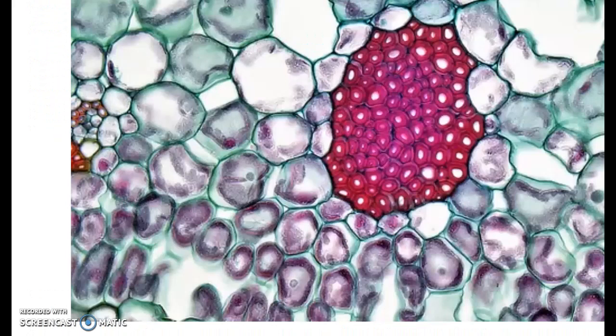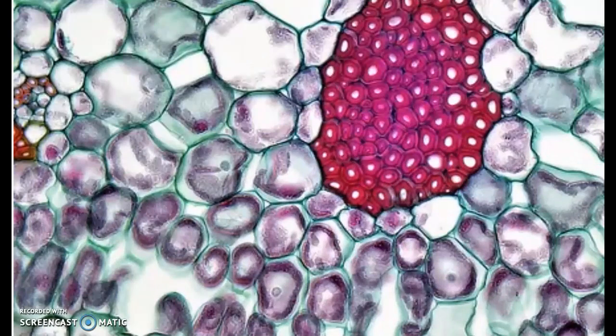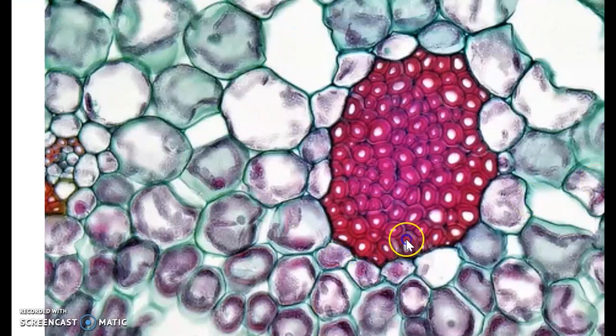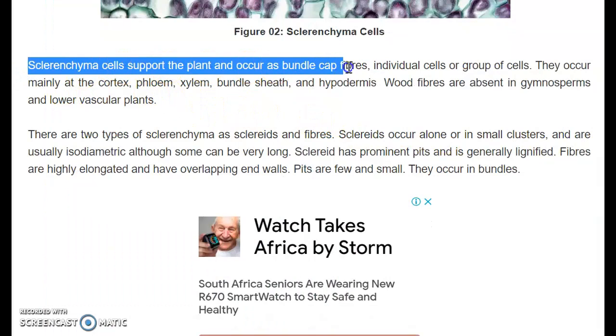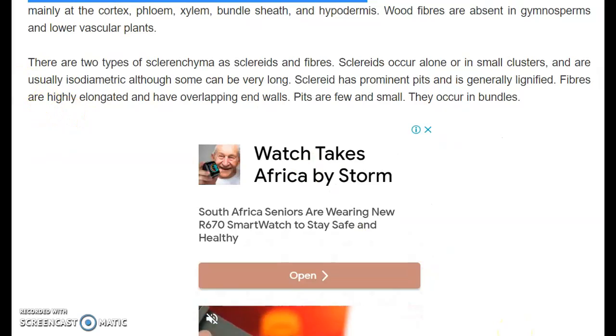So scanning in on those, you can see that empty part which is called the lumen. Okay, there's no cytoplasm, there's no nucleus in there, so it's a dead tissue and it gives the plant strength. Okay, so sclerenchyma gives it support because of the lignin. Now, sclerenchyma supports the plants. It occurs as bundles or fibers.